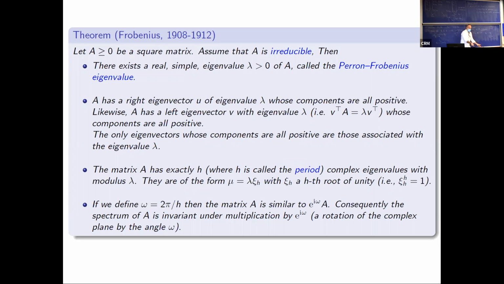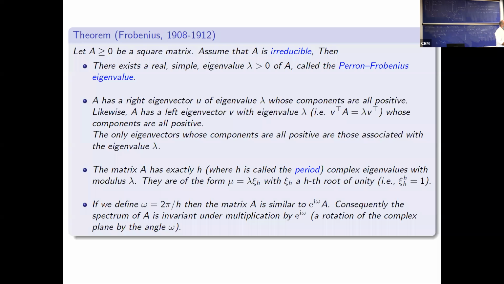So it's a complex value such that when you put it to the h root, it gives unity. For instance, you take h equal to 3, you have these three complex values. They are complex, but the modulus is 1. So they have the same modulus, exactly lambda. This h is called the period.